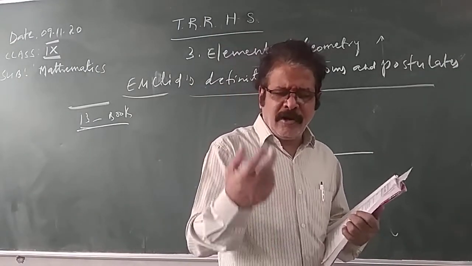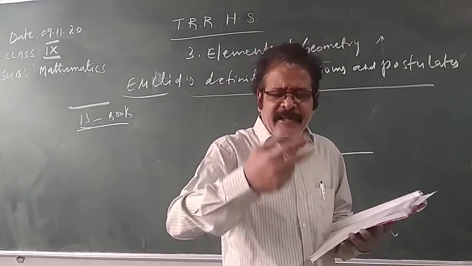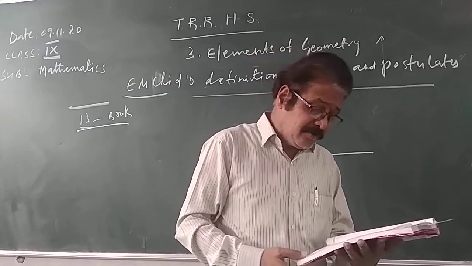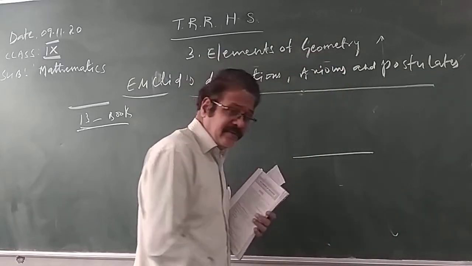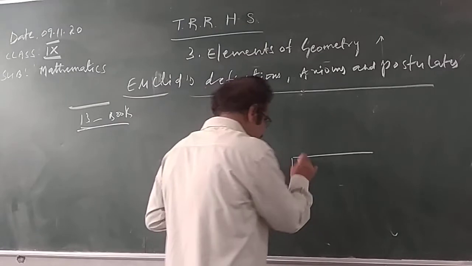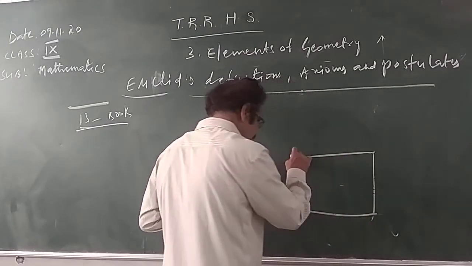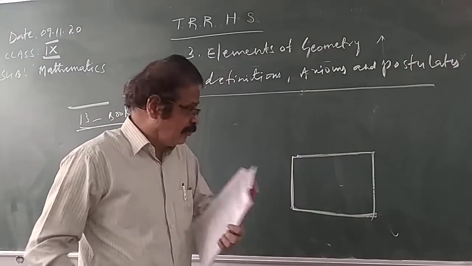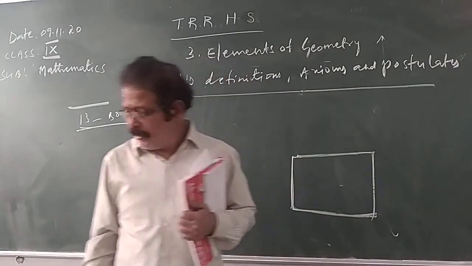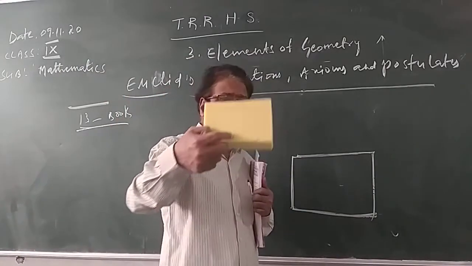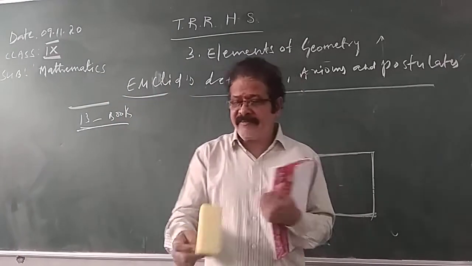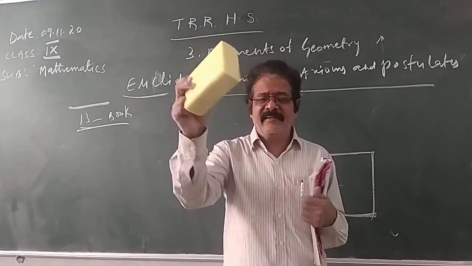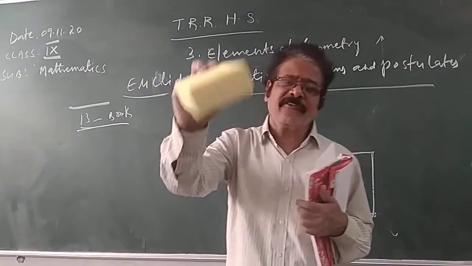An object which has shape and size, and can be moved from one place to another, is a solid. It has some boundaries, all four boundaries. These boundaries are called surfaces. For example, a solid has surfaces like this. So every solid will have some surfaces.